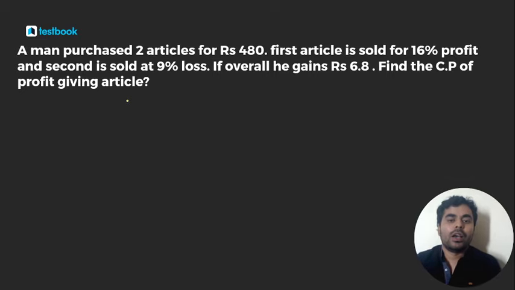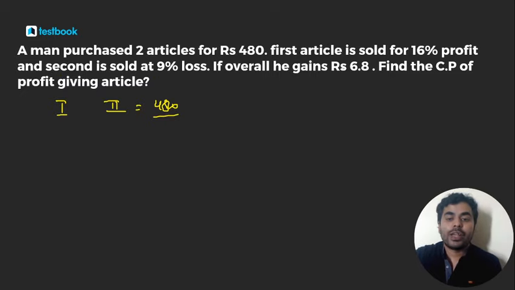Okay, and this question is: a man purchased 2 articles for rupees 480. Suppose the first article and second article, the sum of their CP is 480. Now the first article is sold at 16% profit and the second is sold at a loss of 9%.